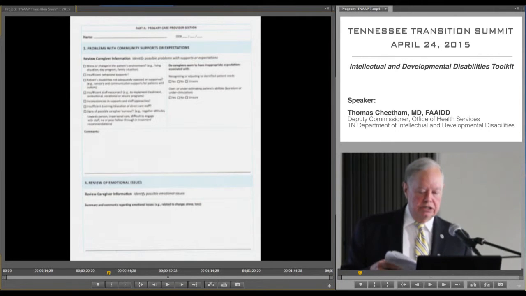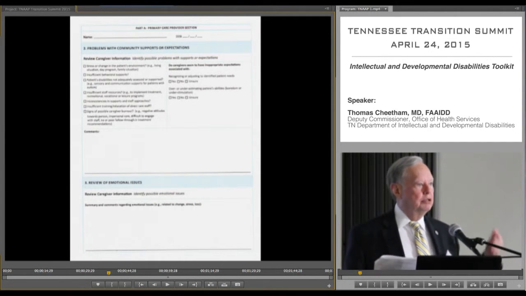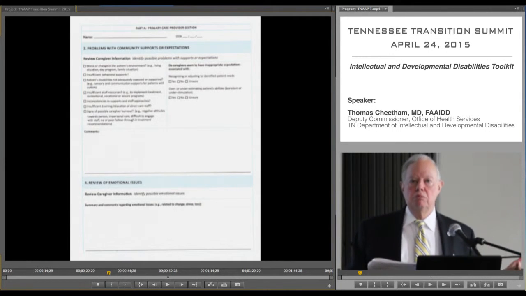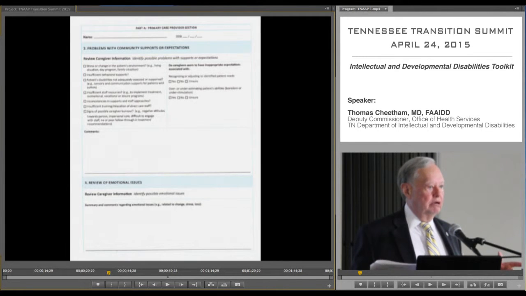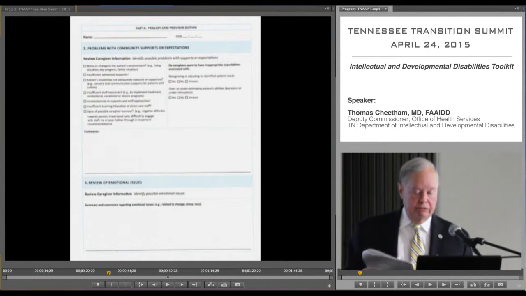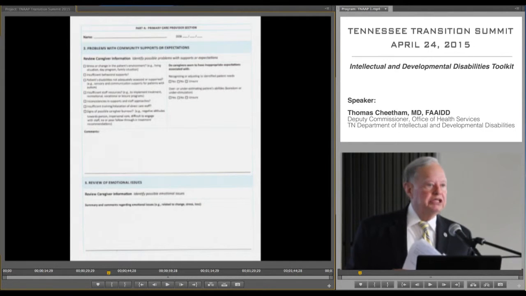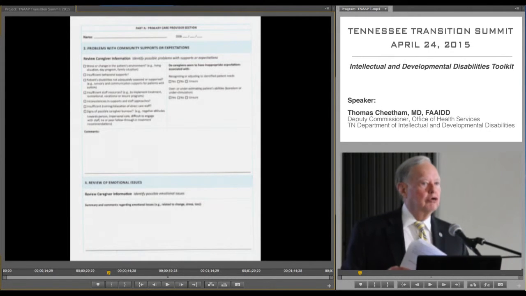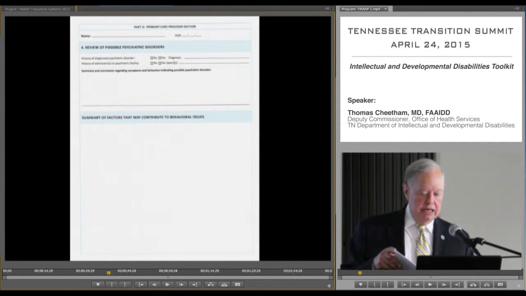There's, over the page, is problems with supports or expectations. So the model is there a medical problem? Is there a problem with supports or expectations? Is there an emotional problem? And then, is there a psychiatric or behavioral problem? Or psychiatric problem, sorry. So community supports expectations, examples there are things that would be common in people with disabilities. Emotional issues, you're going to summarize as the provider what's filled out on the care provider form, so there's just some space there. And then review of possible psychiatric disorders, again, just space to summarize that and a place for notes.